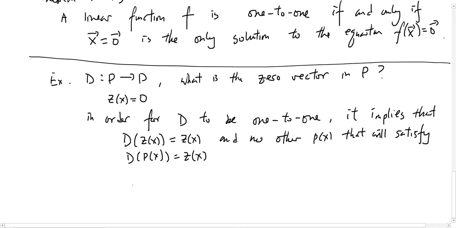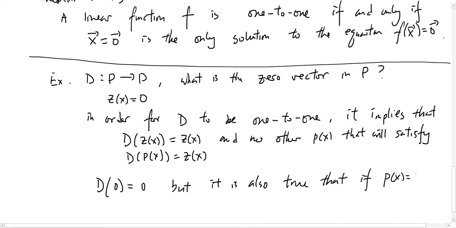As a matter of fact, to be fair, this is true: D of the function 0 will give you 0. That is true. Remember, that's what z of x, the 0 function, is. But it is also true that if p of x is equal to some constant k, then d of p of x, which is equal to d of just some constant k, would also equal 0.